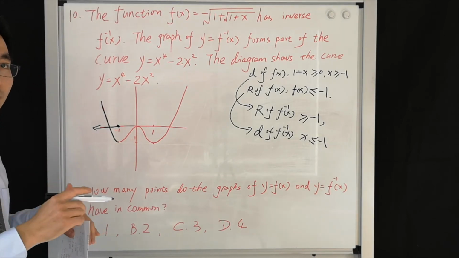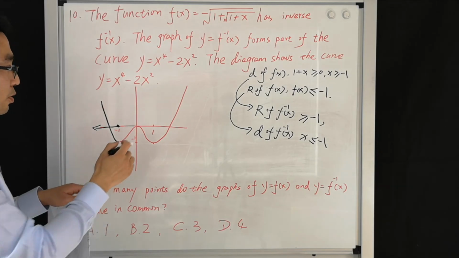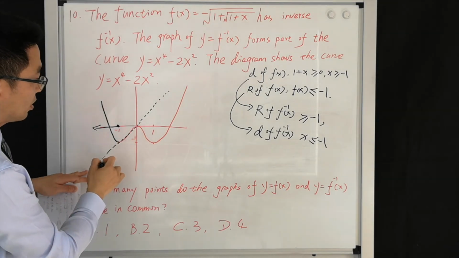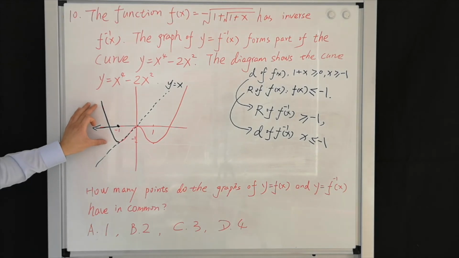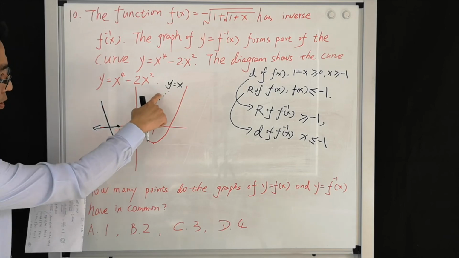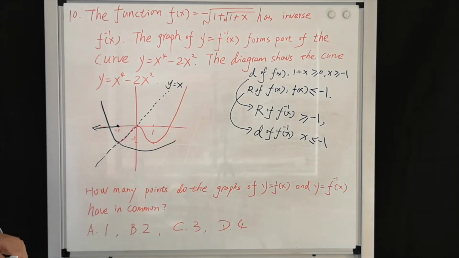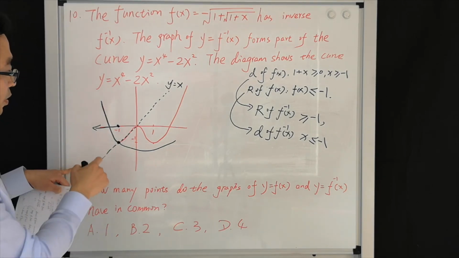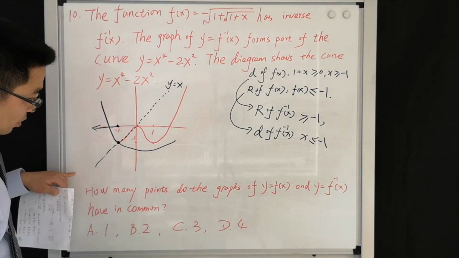So only this part is the inverse function. And also we have to know the inverse function and the original function are symmetrical about the line y equal to x. So this line is y equal to x. If this part is the inverse function, the original function should be on the other side, symmetrical about this line y equal to x. So there's one and only one common point of the original function and the inverse function. So the answer should be A.